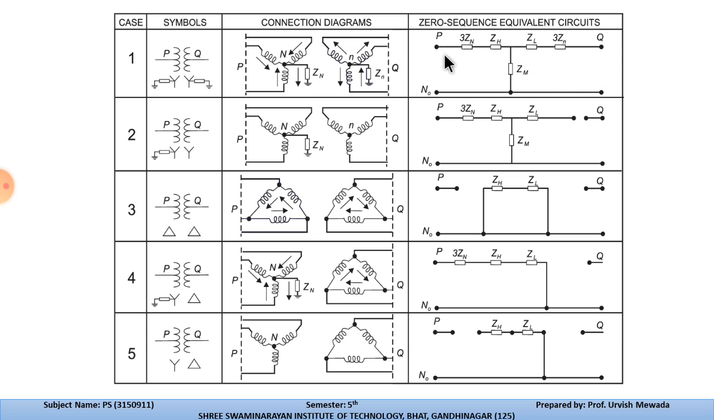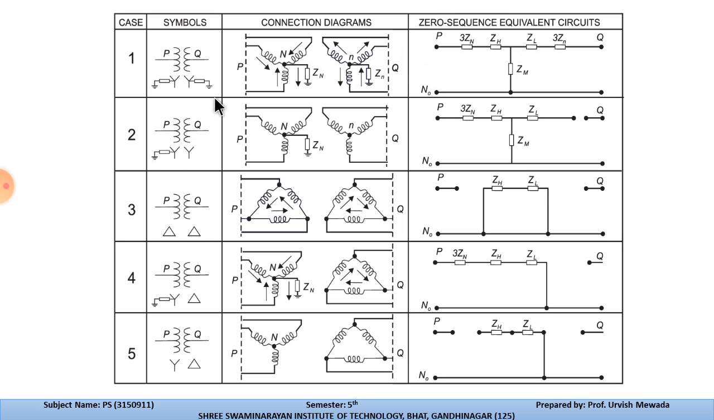In this you can see that Zh, Zl and Zm are the reactances of the line, and this is the neutral impedance which is connected with P and Q, that is 3Zn, and 3Zn with the Q over here. So this is the symbol, and from it we can determine the zero sequence, positive sequence and negative sequence impedance of the given system.